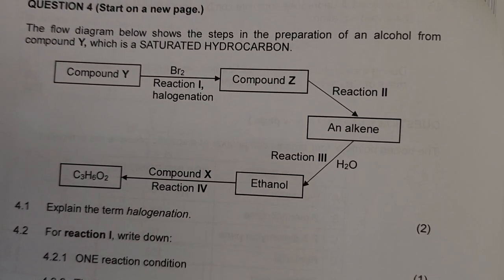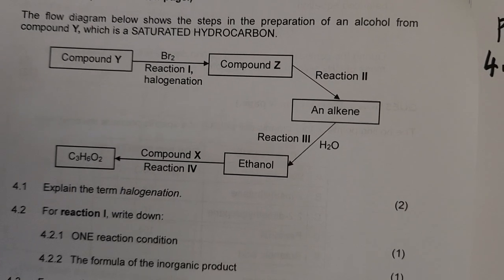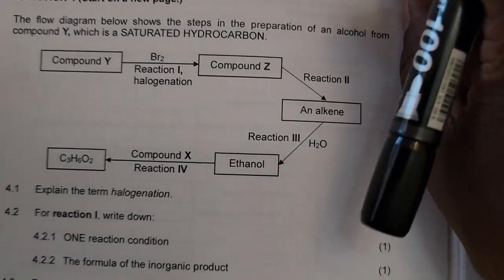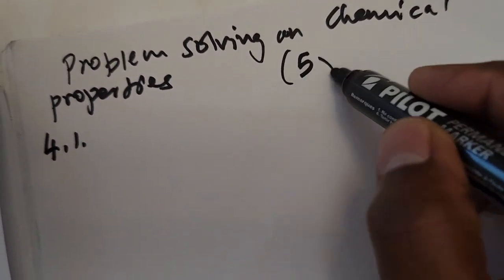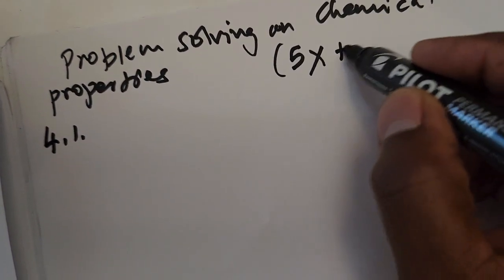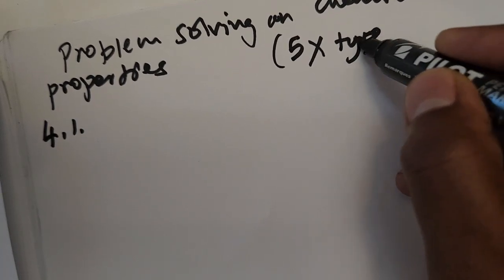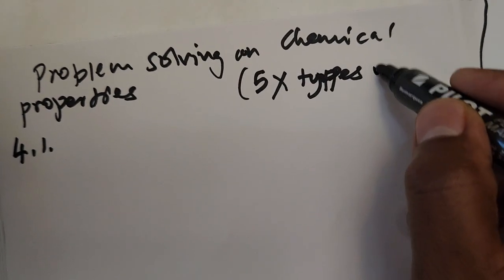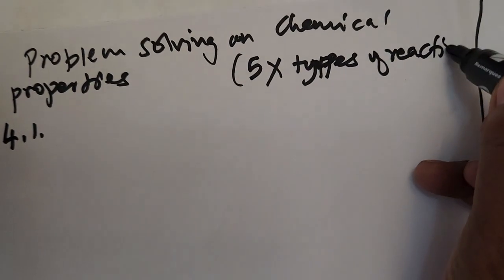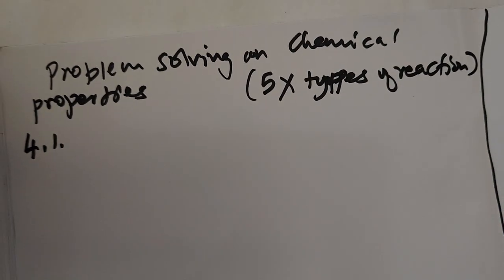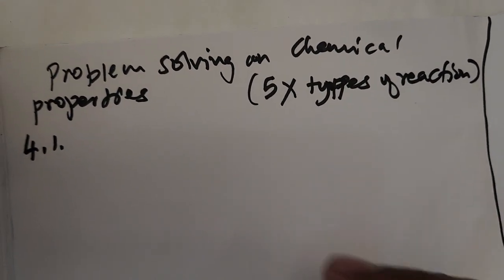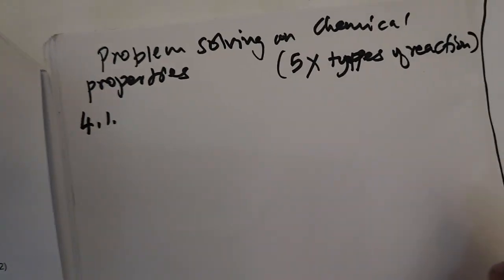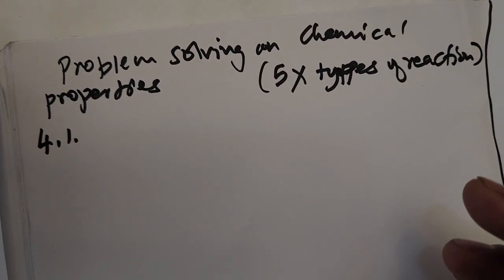On chemical properties, remember, this is reactions. Don't forget that there are 5 types of reactions. In this case, you must know them all: oxidation, esterification, substitution, elimination, and addition. So know all of them and their reaction conditions.